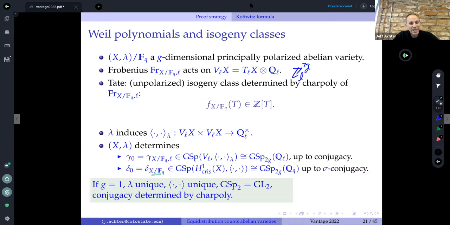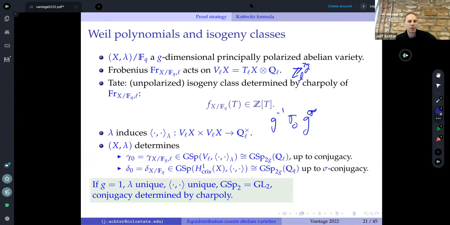And there, the right thing to do, or a right thing to do, is look at the crystalline cohomology, which lives over the suitable unramified extension of Q_P instead of over Q_P itself. And again, this is defined up to conjugacy. The L-adic Frobenius is defined up to conjugacy, and the P-adic Frobenius is defined up to sigma-conjugacy. And so what happens is if you and I pick different coordinates, then your element and mine will be related by a twist like this, and that's what this sigma-conjugacy means.